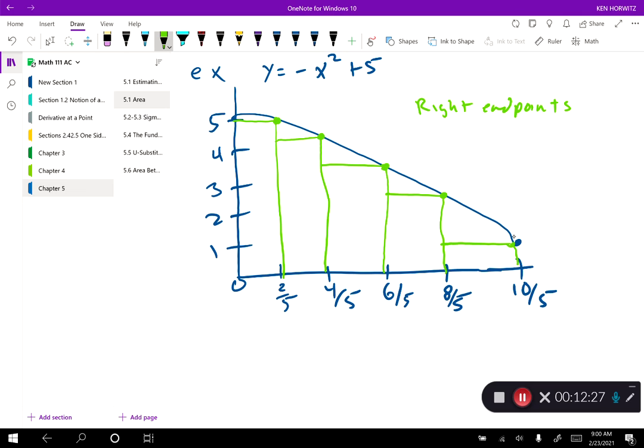Now, this is not a perfect estimate of the area under the curve. The reason it is not a perfect estimate is what we notice here is that the blue is the unused area that we have. So this is technically an underestimate.